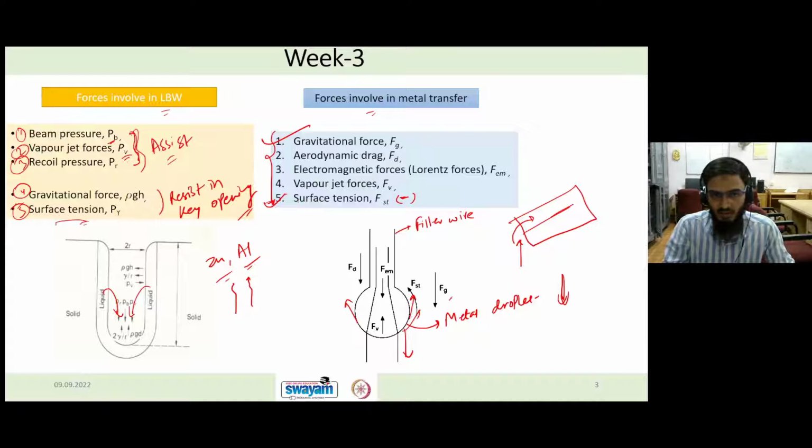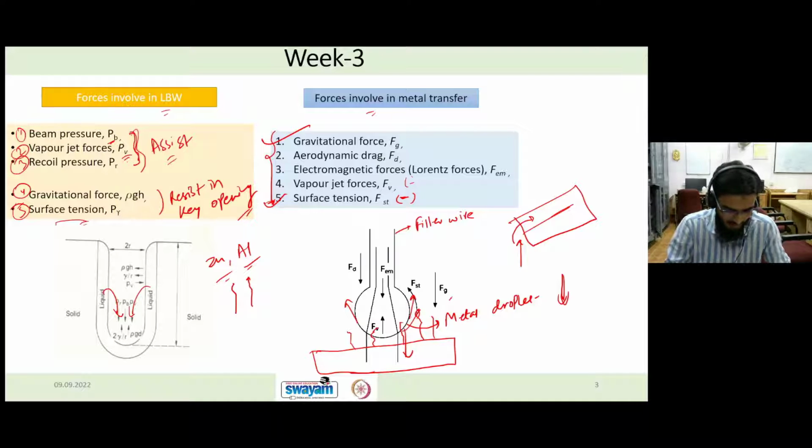Coming to the vapor jet forces, where this vapor is coming from is nothing but our base metal itself. If some amount of your base metal is vaporizing, then vapor will be forming like this, and this vapor will try to push your droplet upward. So in that case, the vapor force will also be resisting your metal droplet detachment. So it will be negative.